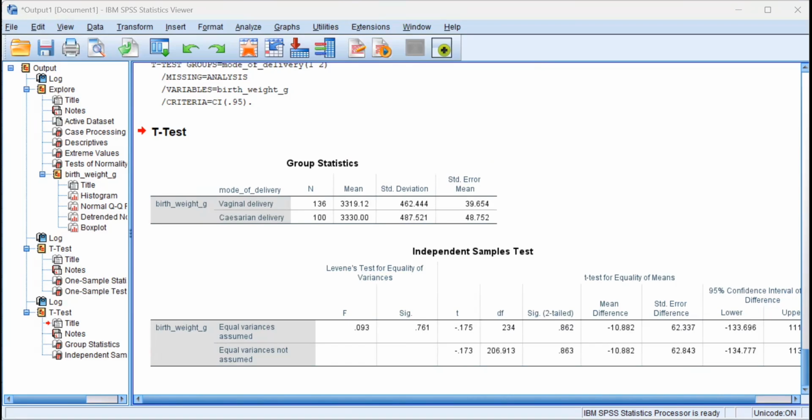Do you understand what standard error of the mean is? No, not really. Okay.